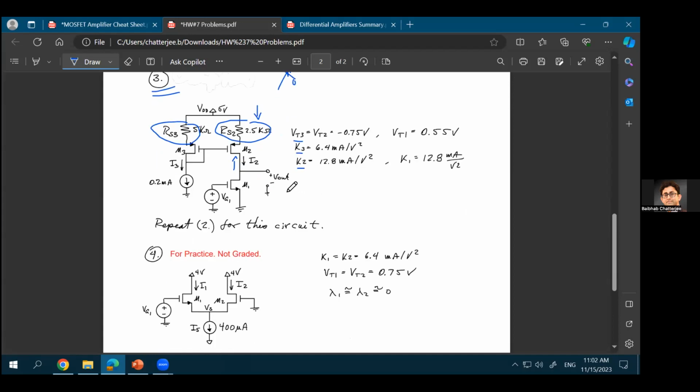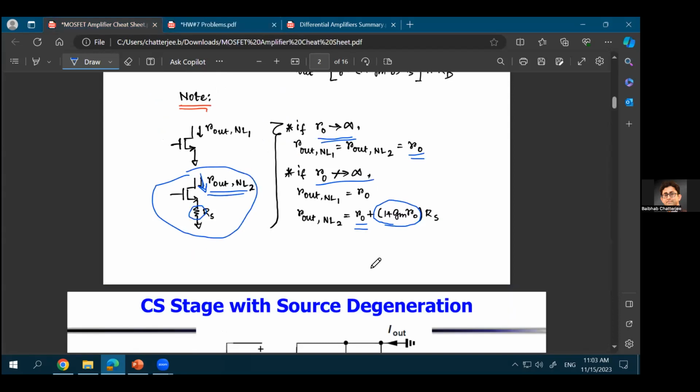So what is the only change that you'll see in this case? The only change that you'll see for question number 3 with respect to question number 2 is that the resistance looking into the drain of the N2 transistor will not be equal to RO. It will be equal to RO plus GM RO times RS, or (1 + GM RO) times RS.